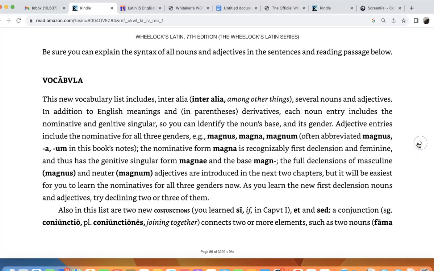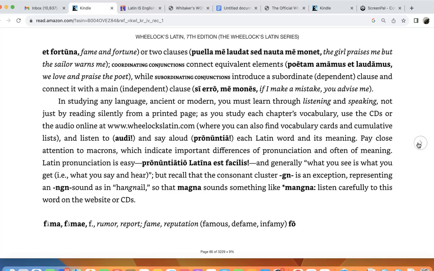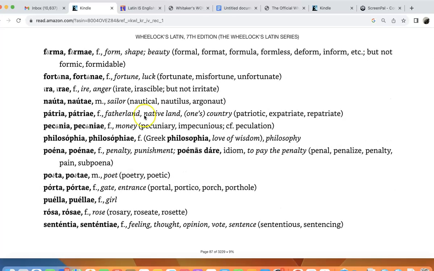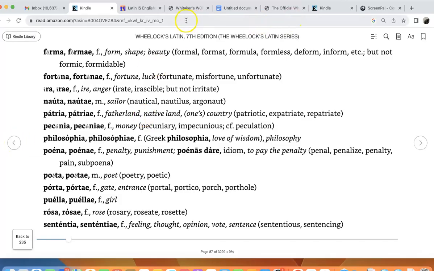So read through this. This is vocabulary. And here's our vocabulary as well. Now, our vocabulary needs to be memorized. Don't forget, again, if we were in class, we would practice this together. But here, you're going to have to do it on your own.